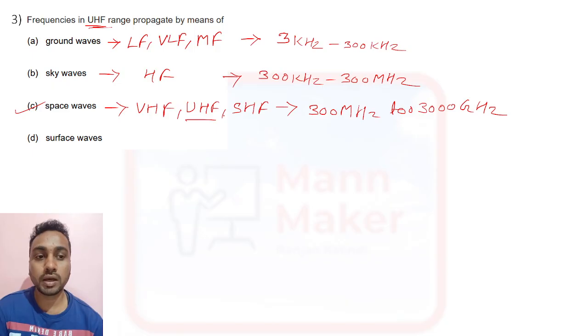What is the range of high frequency? They will ask the question. You have to answer 300 kilohertz to 300 megahertz. Which frequency are we using in ground wave? So we are using low frequency, very low frequency, and medium frequency. This is the answer. So like that questions will come.